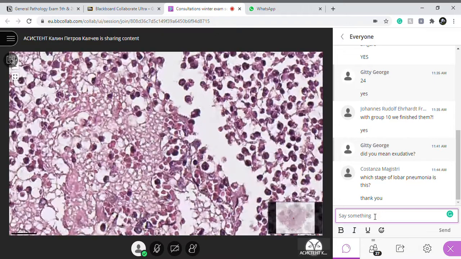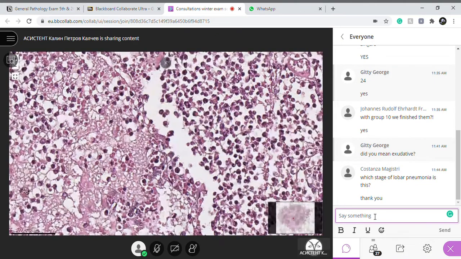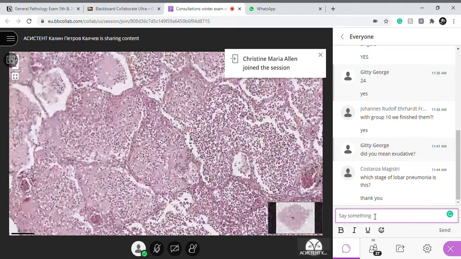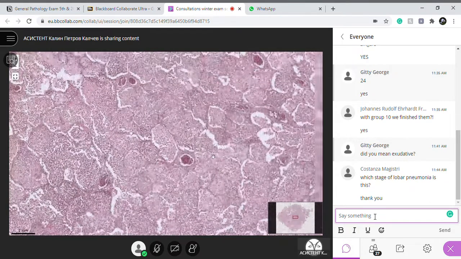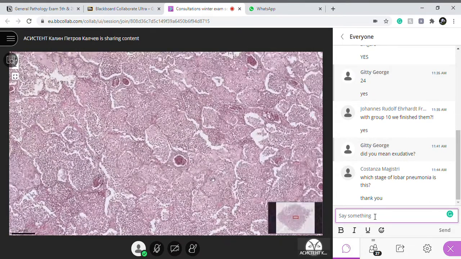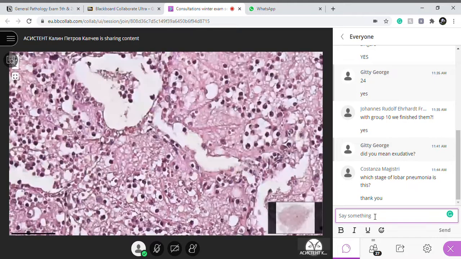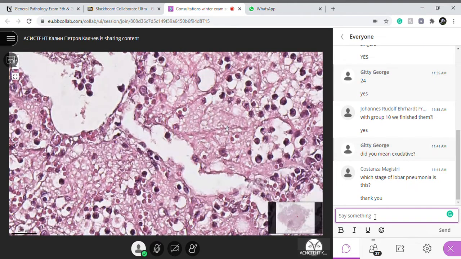So you can see how many red blood cells here are. Maybe this is in the stage of red hepatization. But in other places, you will see that the red blood cells have almost vanished, and there are almost no red blood cells there. So there we can define this as gray hepatization. So this is a transition between red and gray hepatization.